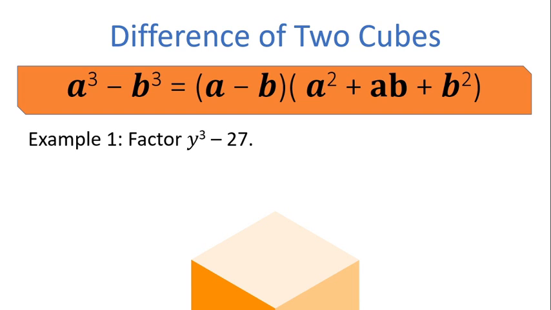Now, let's have an example. So, we have here example number 1, factor y cube minus 27. Let's first check if the given binomial is a difference of two cubes. 27 is a perfect cube, that is check. The exponent of the variable y is a multiple of 3. And the sign between the two terms is minus. So we can factor this as a difference of two cubes. Now let's copy the given.